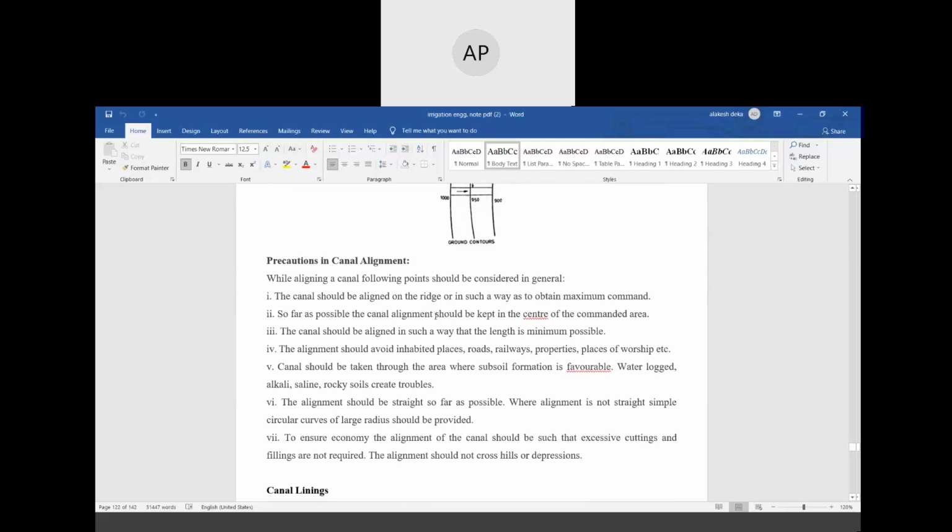So what are the precautions you should take while aligning a canal? So these are the points you have to remember.